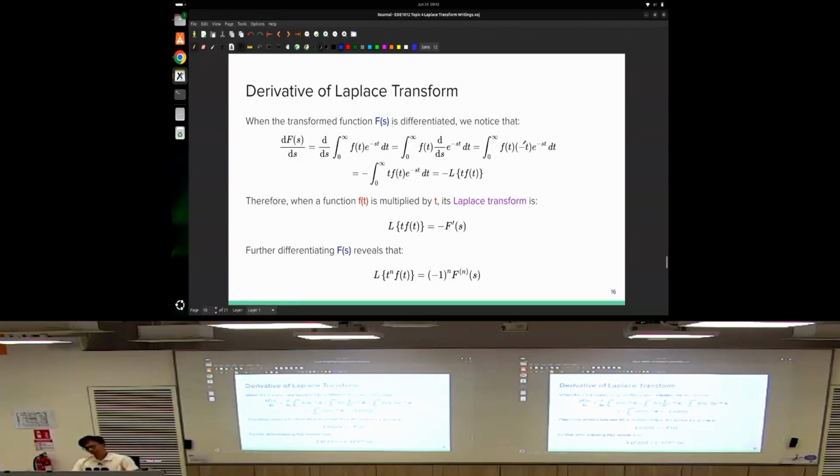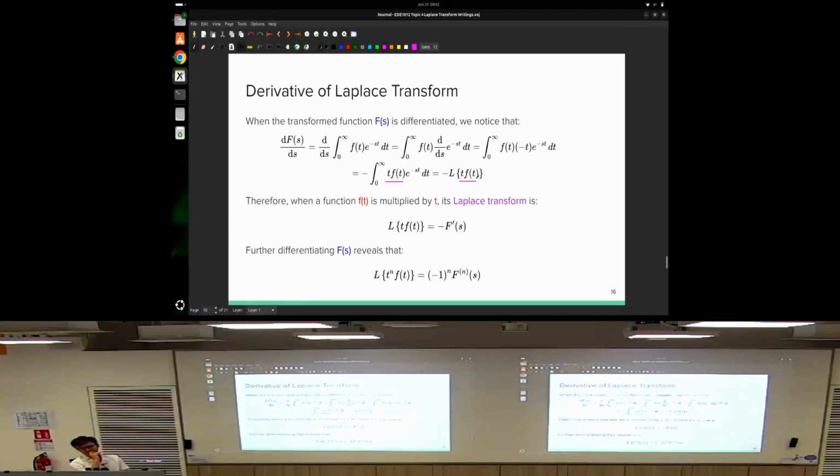You see? Okay, chain rule down the minus t. Then this minus t, of course, the minus can take out. But now you notice that, right? You are doing the integral of t f(t) times e to the minus st. Which means that you are actually finding the Laplace transform of t f(t), because now the function is not f(t), the function is t f(t). So therefore you are doing the Laplace transform of t times f(t).